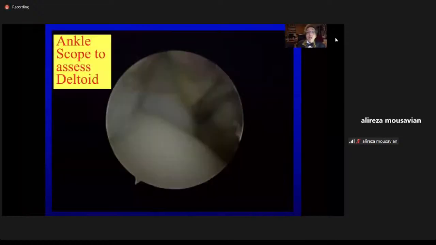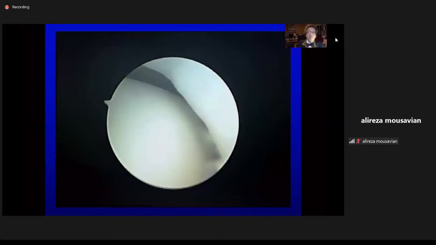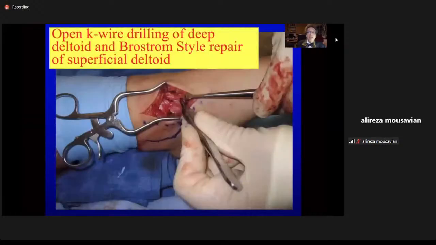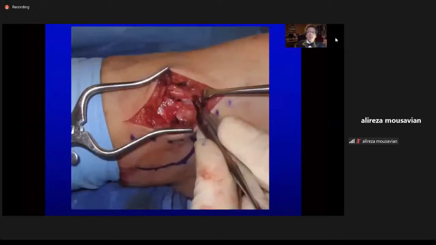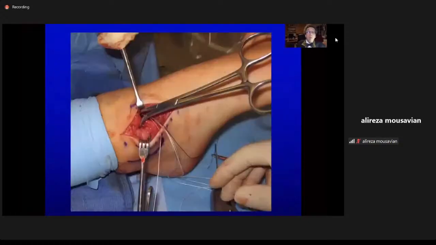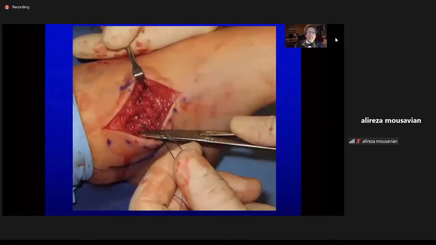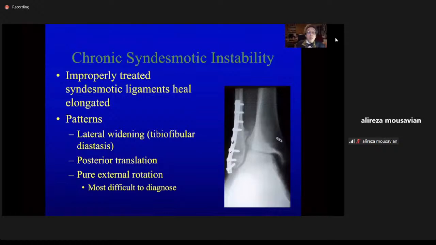Now, if we have a deltoid injury, I will not only fix the syndesmosis, but I will fix the deltoid. So here I'm cleaning up the anterior edge of the medial malleolus, taking out a piece of bone, putting in some K-wire tunnels, and then pulling the superficial deltoid into the bone. So I recommend doing it.